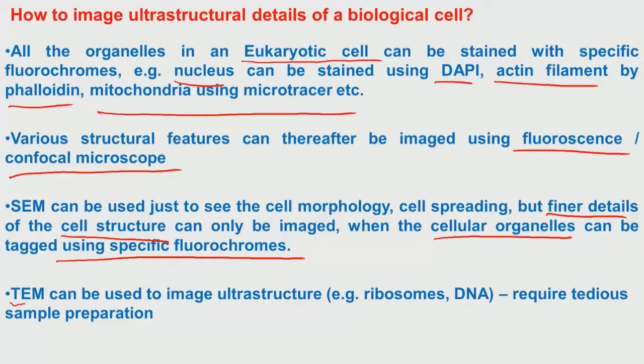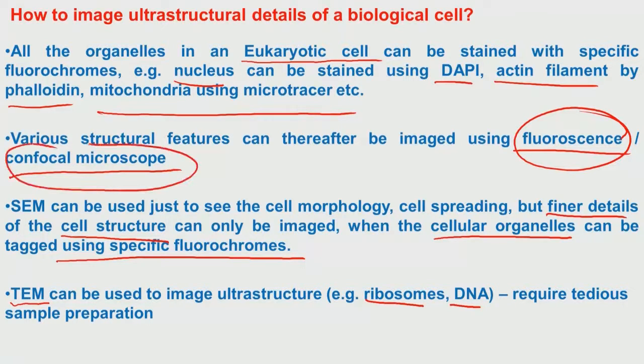Another microscope, which is not used that widely or extensively, is the transmission electron microscope. It can be used to image some of the ultrastructure, like ribosome structure or DNA structure, but it requires very tedious and very careful sample preparation. Therefore, many researchers regularly use fluorescence or confocal microscope in conventional biological sciences as well as in the field of biomaterials.